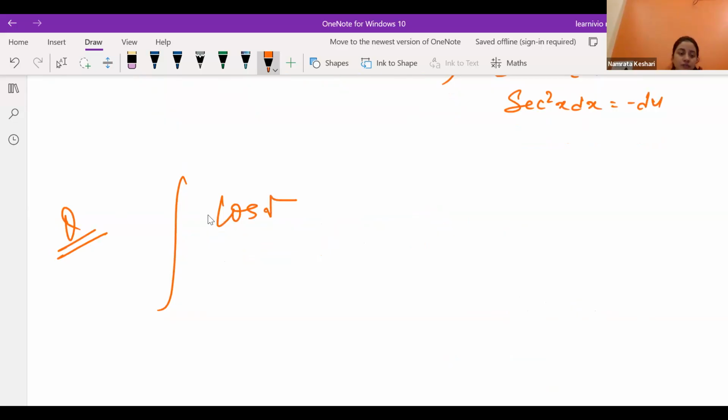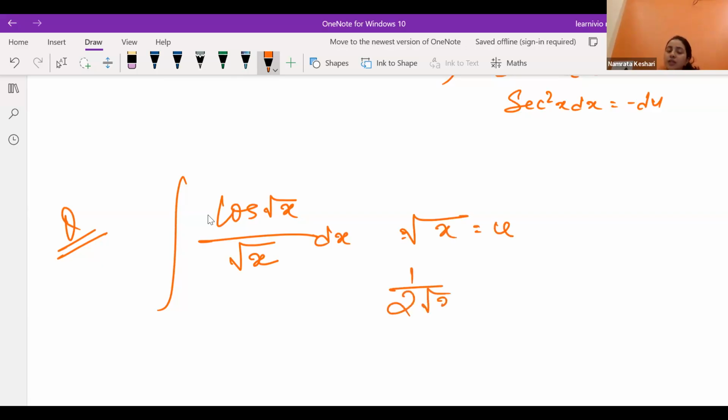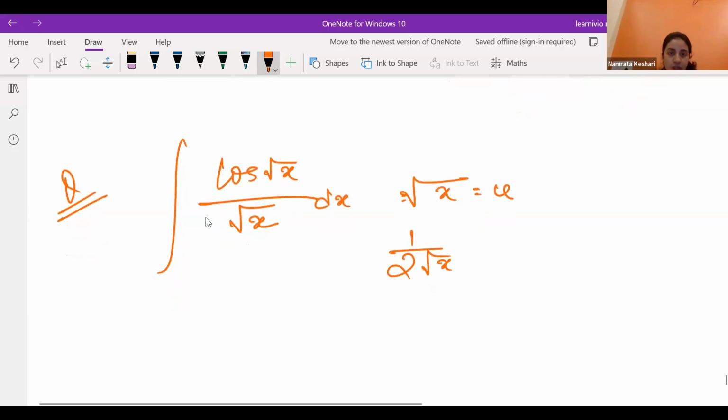Cos root x by root x. Here what to take as a substitution, Annapurna? Root x. Exactly, when we take root x as u, we will end up getting 1 by 2 root x and our integration will become very simple, which we can see already. Let's move.